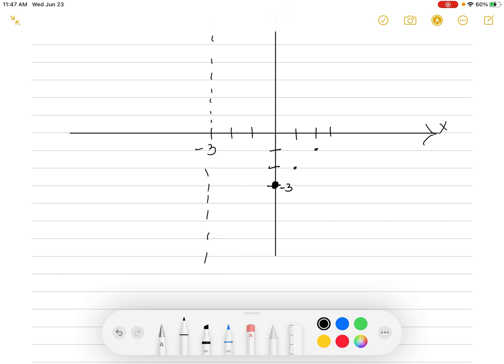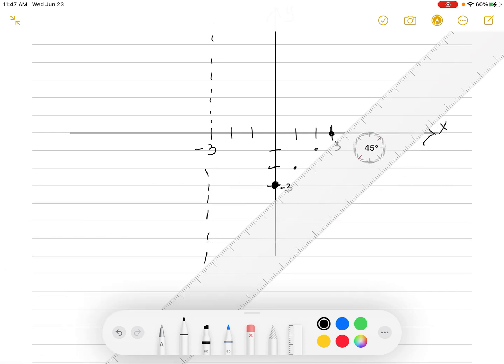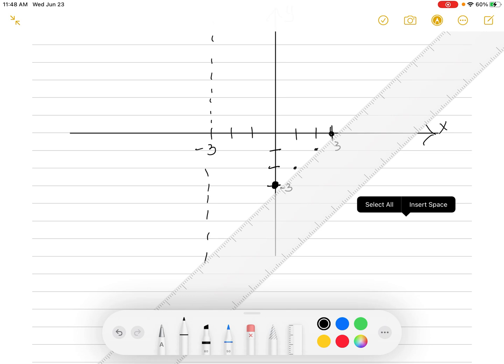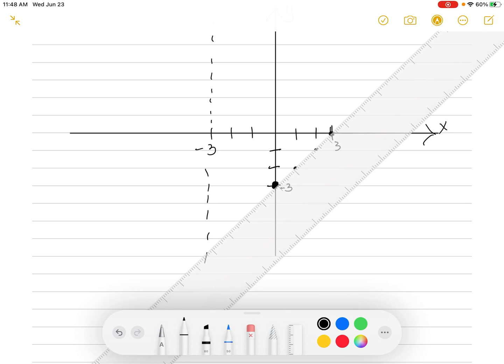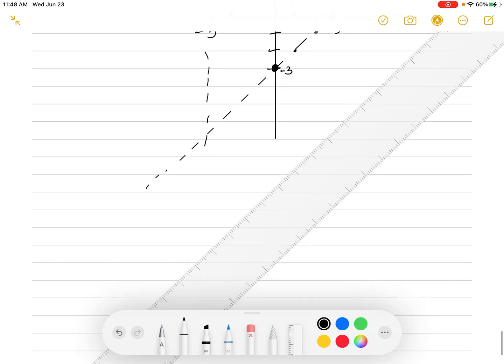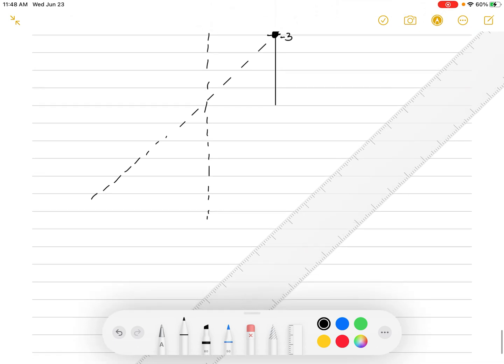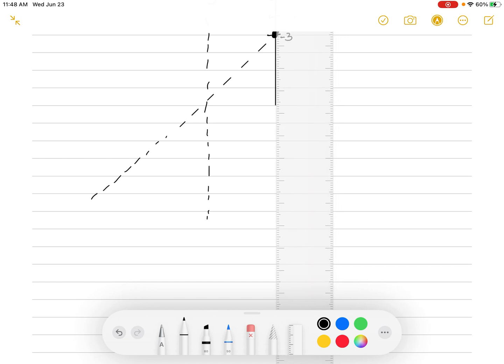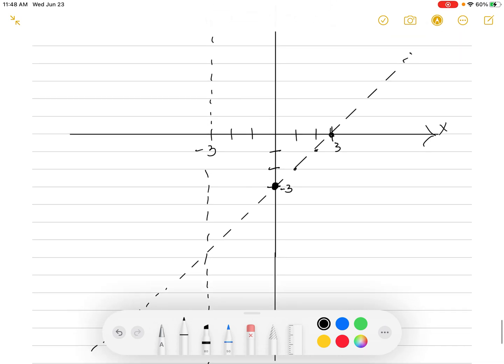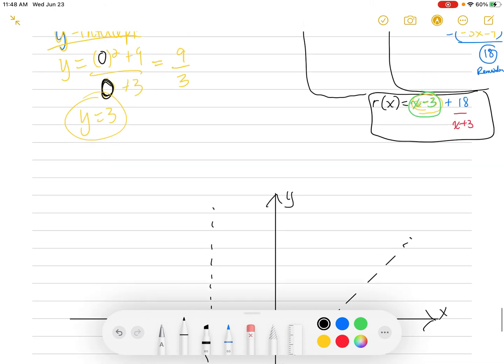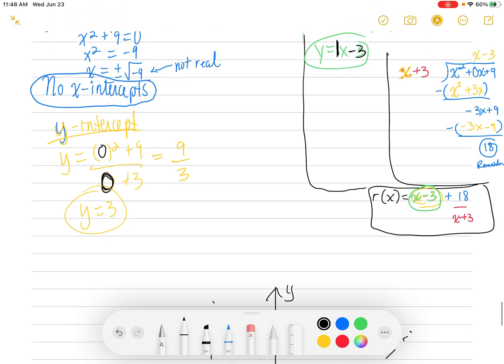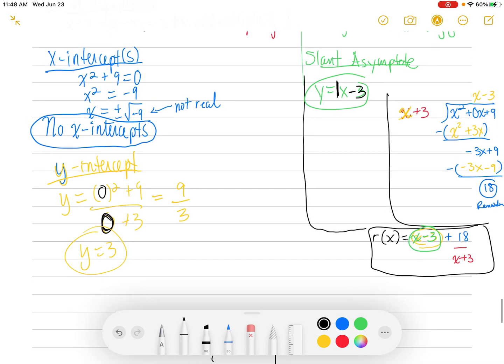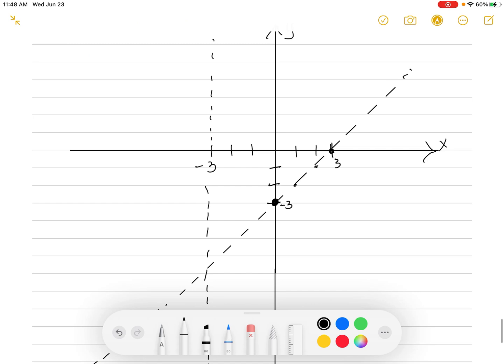y-intercept for our slant asymptote. And the slope, so we have a y-intercept of -3, a slope of 1, so we're going to go up 1 over 1, up 1 over 1, up 1 over 1. So we'll be here at 3. And we'll just connect those to draw out our slant asymptote. Okay, so that's just graphing the slant asymptote.